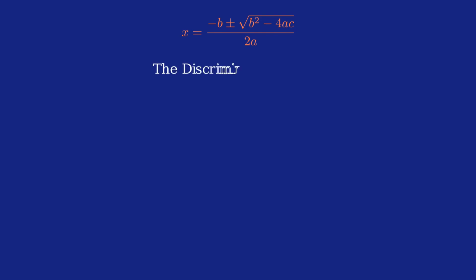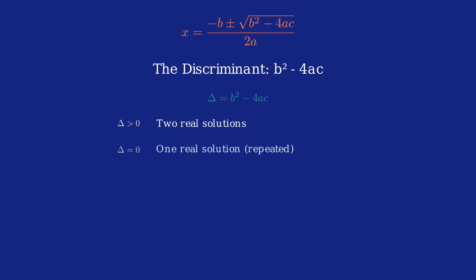The discriminant, which we often denote as delta, is the expression under the square root, b squared minus 4ac. When the discriminant is positive, the quadratic equation has two distinct real solutions. When the discriminant equals 0, there is exactly one real solution, which is a repeated root. When the discriminant is negative, there are no real solutions. Instead, we get two complex solutions.